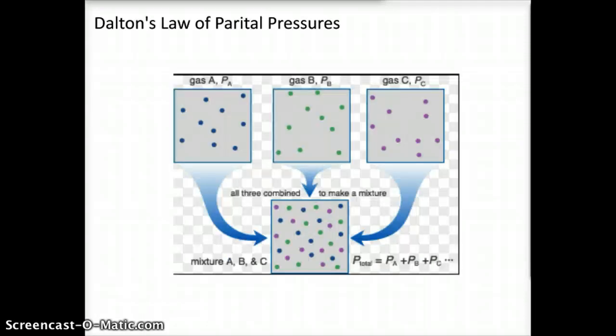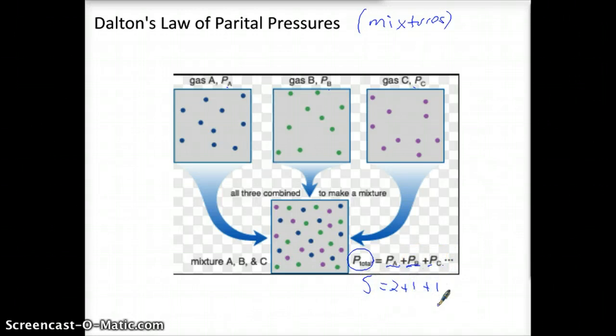The last thing we need to talk about with gases is Dalton's law of partial pressures. So this applies to mixtures of gases. For example here, if you took gas A, B, and C separate and combined them together, the total pressure of that gas is equal to the partial pressure of A plus the partial pressure of B plus the partial pressure of C. So if this is 5, these could be 2, 1, and 1.